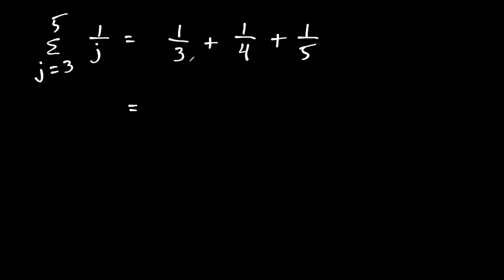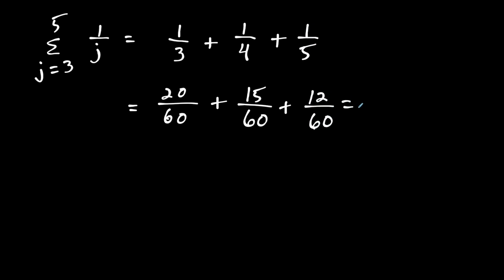So what we could do is, to get to 60, we would multiply the first fraction by 20 over 20, and that would give us 1 times 20 over 3 times 20, which is 20 over 60. The next one we can multiply by 15 over 15, and we get 1 times 15 is 15, and 4 times 15 is 60. Plus, in the last fraction, multiply by 12 over 12, and we'll get 12 over 60. So now we just got to add this stuff together. These two make 35, and 35 plus 12 is 47. So this is going to be 47 over 60.